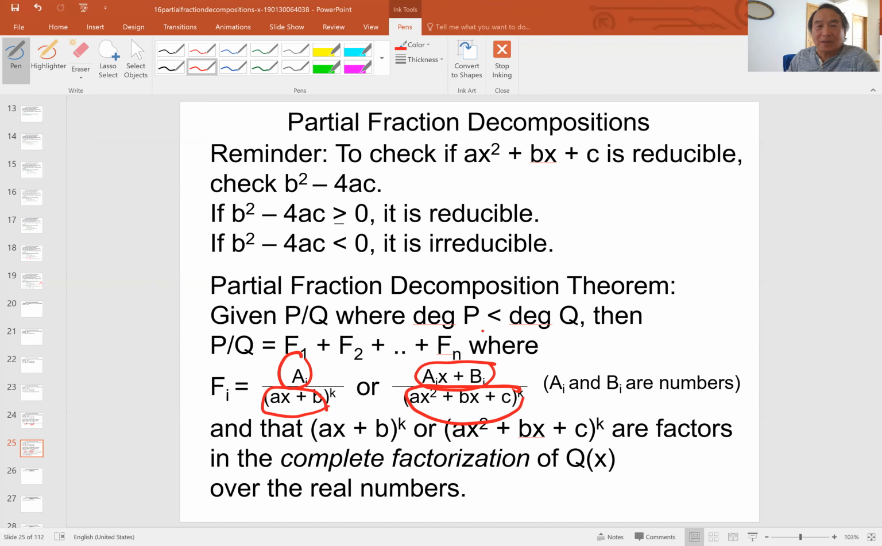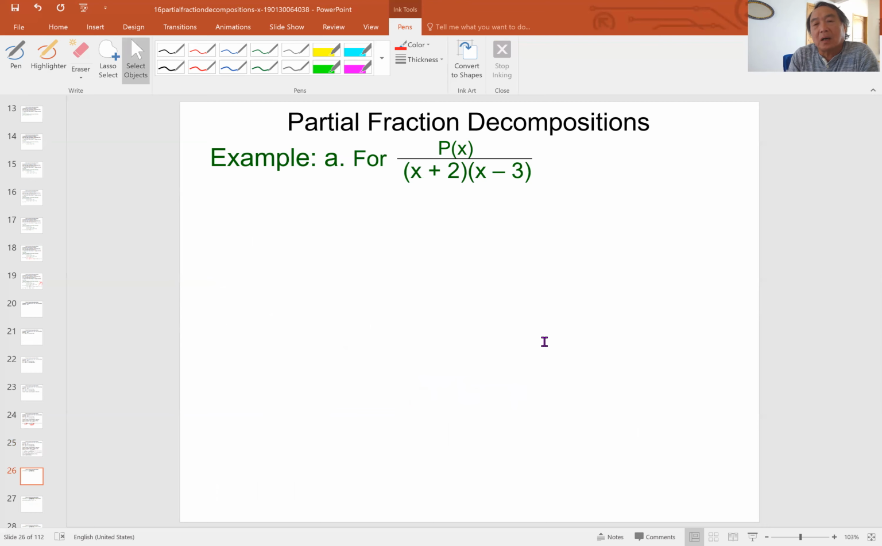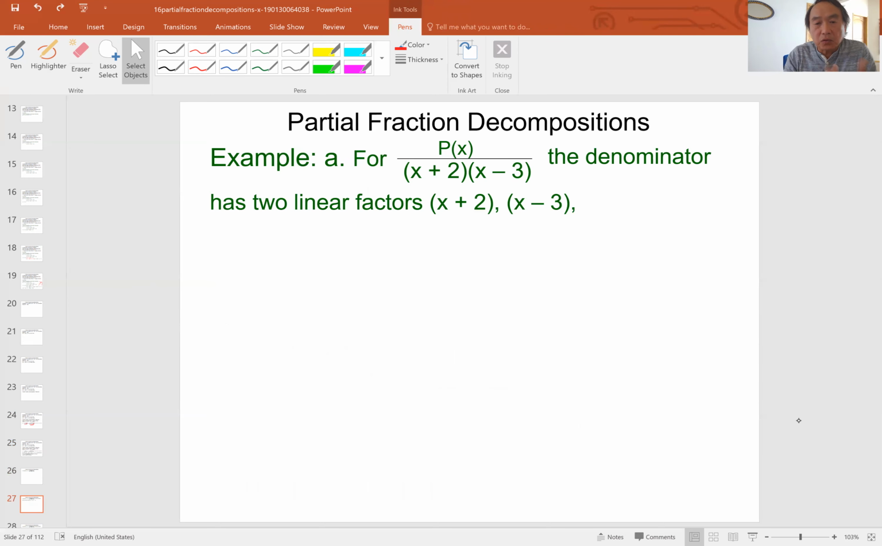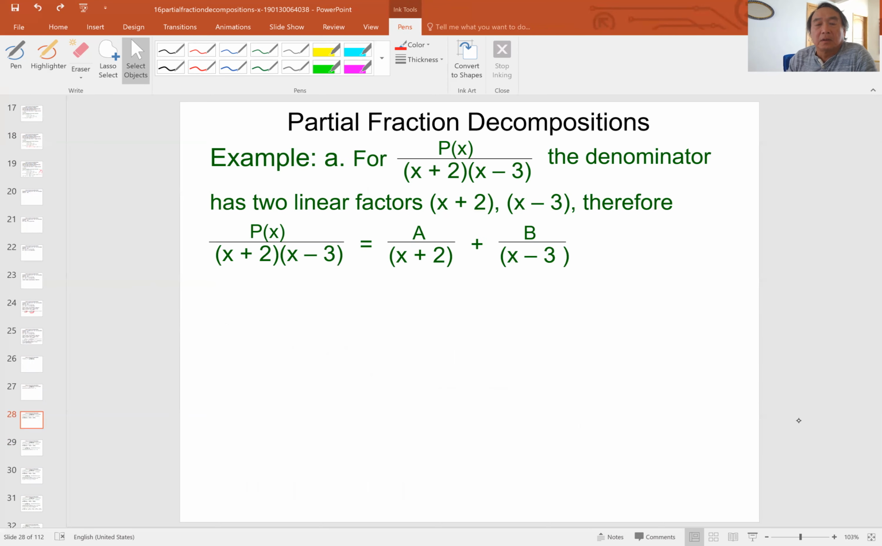I know the first time it's kind of hard to digest. Okay, so we'll go through that. We'll come back to these statements. For example, suppose the denominator consists of two linear terms. There's just two terms. And what's the power? There's only one. Every one of them is first power. So therefore it breaks up into two of these with two numbers on top.